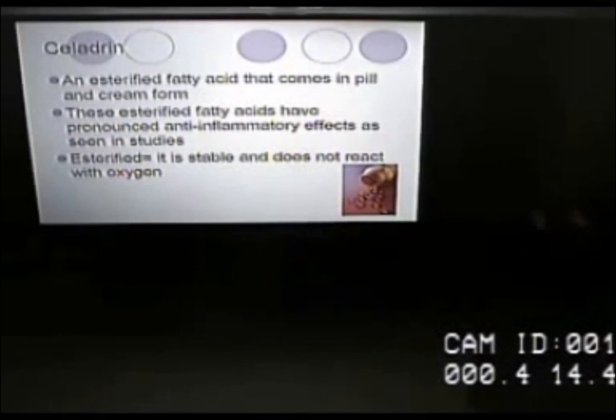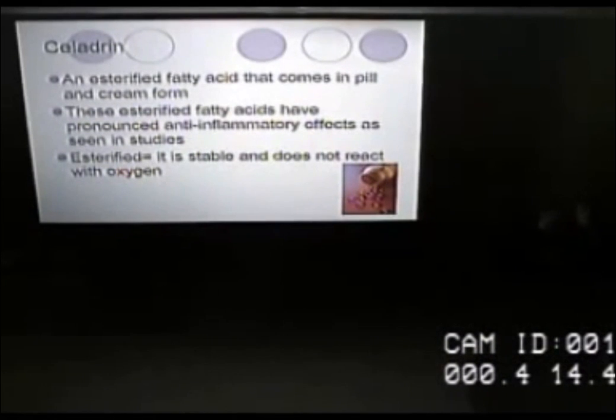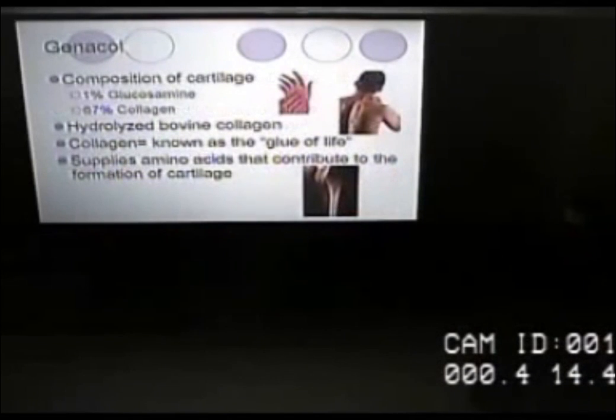Again, I like it because there have been human studies done on this, and they've seen definite changes in range of motion, motility, and pain, significant. When they used the cream and the pill together, it was even more so.